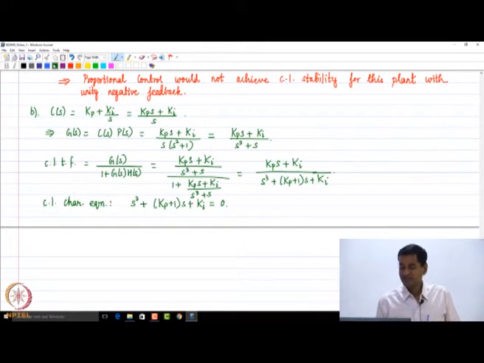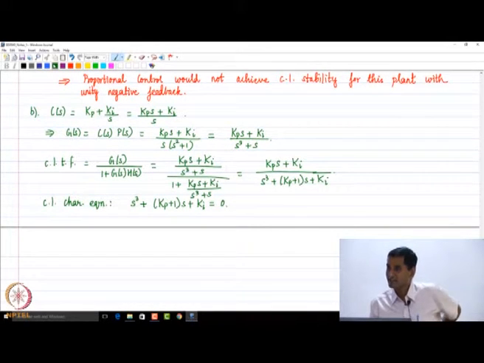controller, and we figured out that the closed loop characteristic equation is s cubed plus (Kp plus 1) s plus Ki equals 0. So now the roots of this polynomial will be the closed loop poles. So do you think the PI controller will stabilize this closed loop system? No. Why not? I don't even need to go any further. The necessary condition is not satisfied. So we can immediately see that.